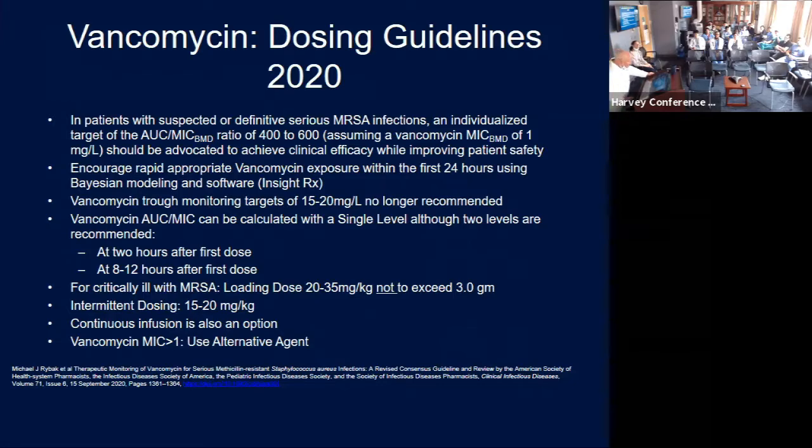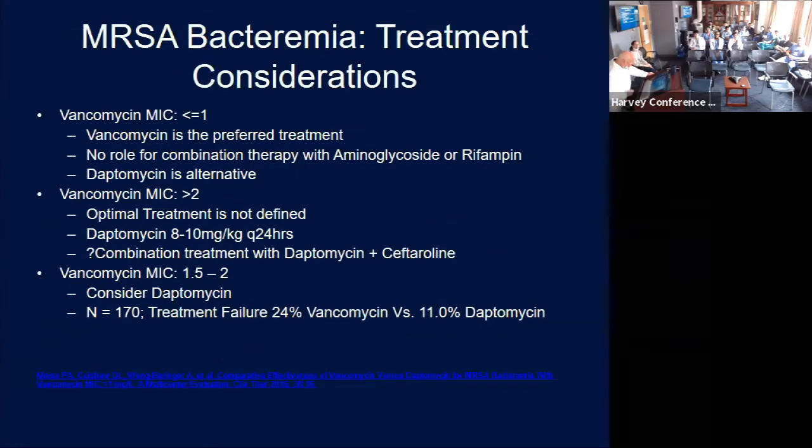So what I want to do is sum this one section up with regard to vancomycin. What do we do when we have somebody with MRSA sepsis, or we want to use vancomycin? Specifically, somebody has an MRSA bloodstream infection. The first line agent is always vancomycin, okay? The good news is we do not see a lot of high MICs. And remember, the MIC that we're looking for is 1 or less. So less than or equal to 1 is the MIC that we all are looking at.